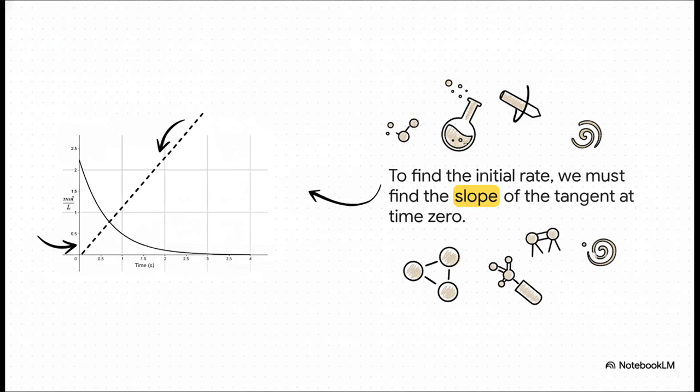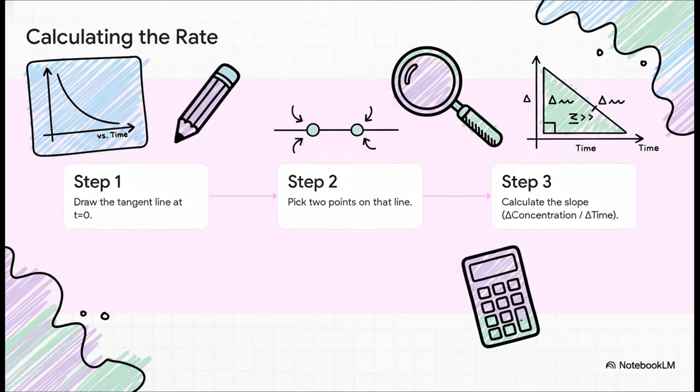So how in the world do we measure that? Well, the technique is actually hidden right here in our evidence. We go back to our graph, and we draw a straight line that just barely kisses the curve at the very beginning, right there at time zero. The steepness of that line, its slope, is our initial rate. Let's just break that down real quick. First, you sketch that tangent line. Second, you just pick 2 points on that new line that are easy to read. And finally, you calculate the slope. That's just the change in concentration divided by the change in time, the old rise over run.